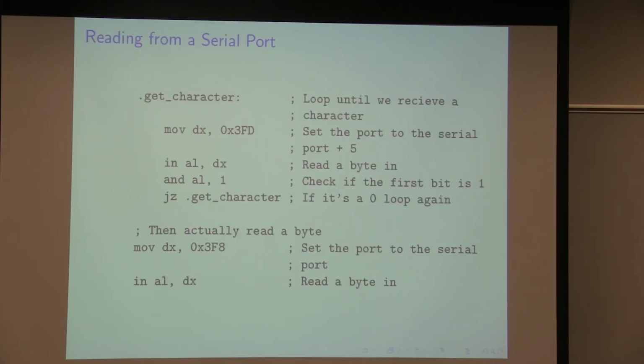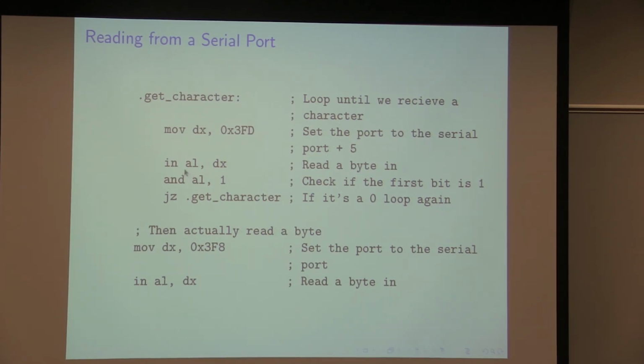So inputting data from a serial port is a little bit harder. First, you have to run a loop to figure out if there's any data to read. You can't just read in from the serial port. You have to read in from the line status register, which is an offset of 5 from the serial port. So you continually read in from this port. It's kind of like the reverse of out, whereas here instead of sticking something into AL to output, you're reading into AL.